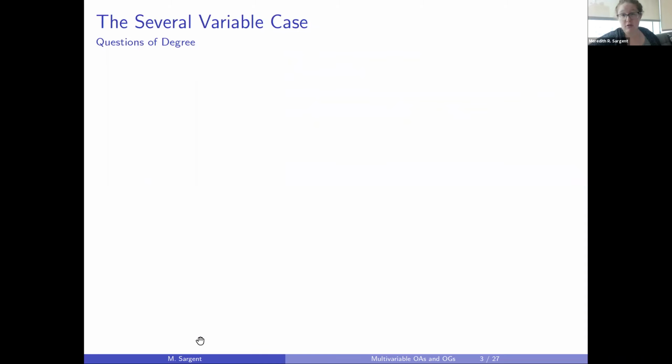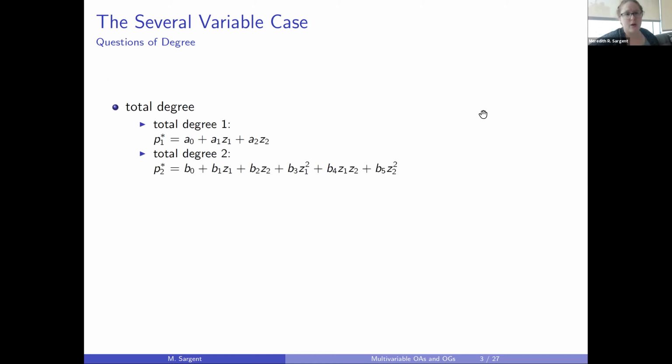Now, in several variables, we've got some more difficulty here, and it's questions of degree. The reason is, when we look at total degree in several variables, total degree 1 gives us z1 and z2. I'm just going to do this in the 2 variable case. And for total degree 2, we get a whole bunch more terms.